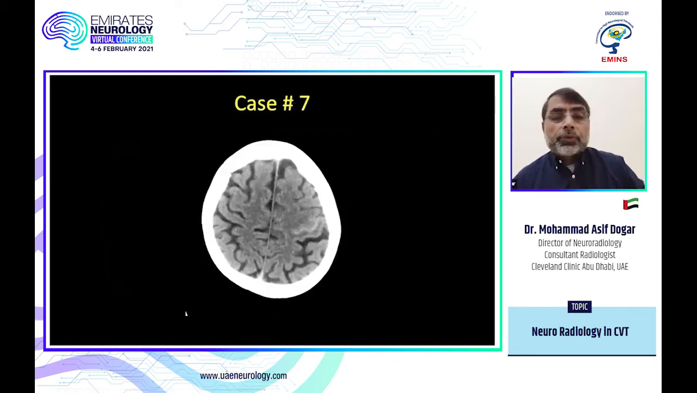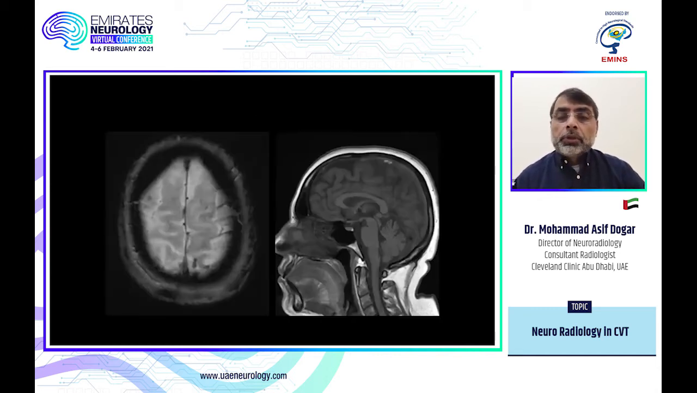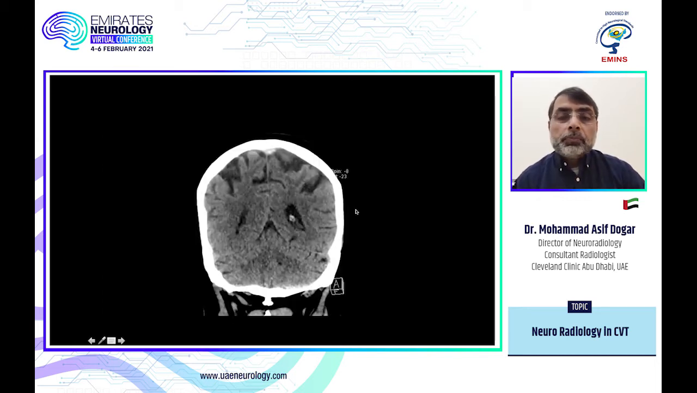Okay, case number 7. This patient also came as code stroke. And the only finding here, you can see there is a subarachnoid hemorrhage. On the MRI, this looks almost normal. There are some findings. On the sagittal T1, there is this little hyperintensity. Is it real or is it a thrombosis? It's possible. It can be superior sagittal sinus thrombosis. This image is key.